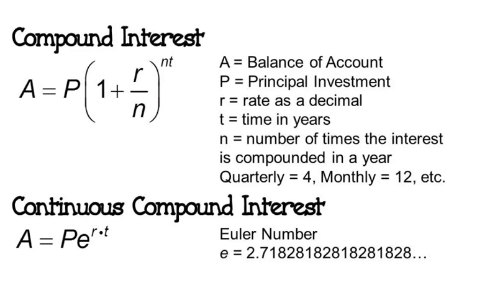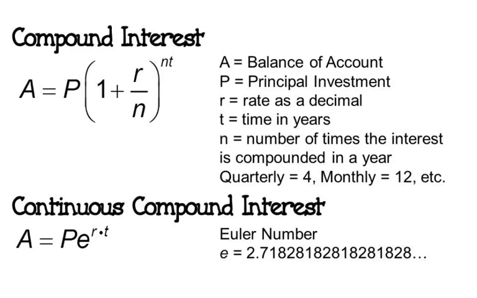A equals the balance of the account. P is the principal investment, or the initial investment into the account. R is the rate, always as a decimal and not as a percent. T is always time represented in years. And n is the number of times that the interest is compounded throughout that year. So they're going to tell you that it's monthly, quarterly, semi-annually, annually, and you're going to plug in the number that would be appropriate for that.